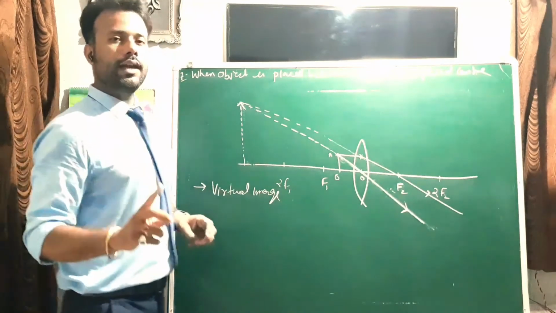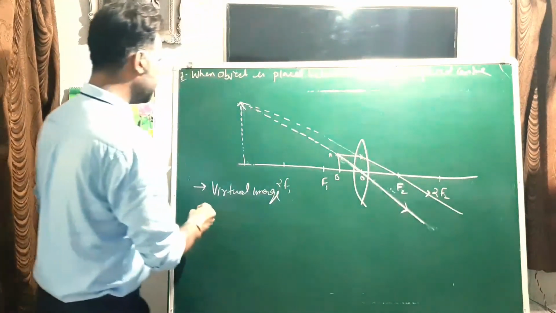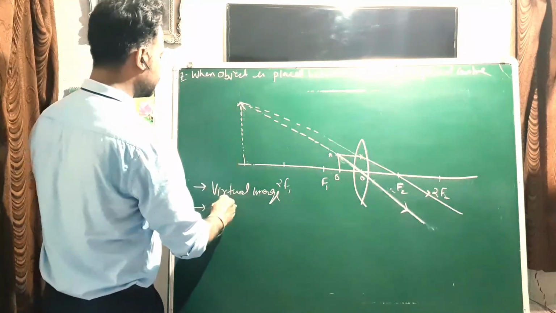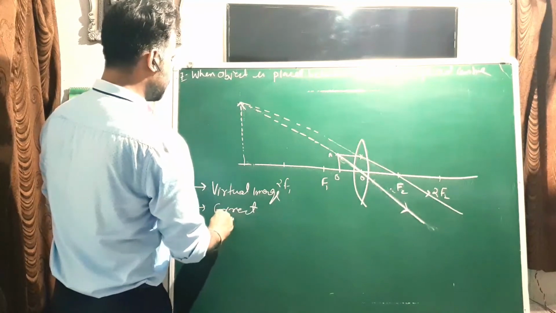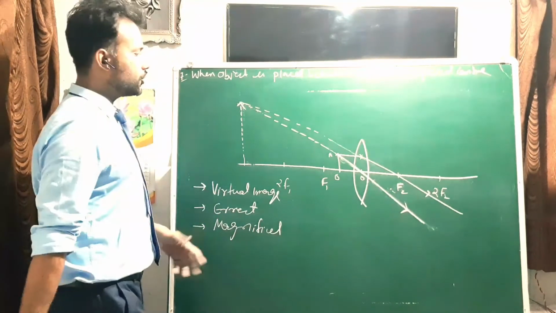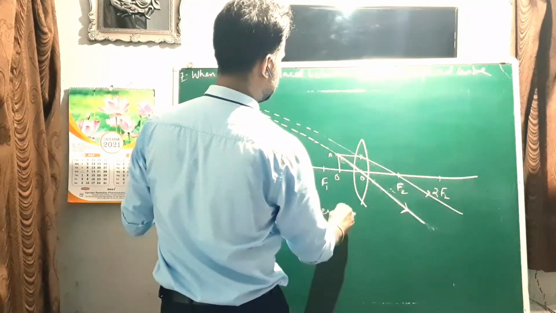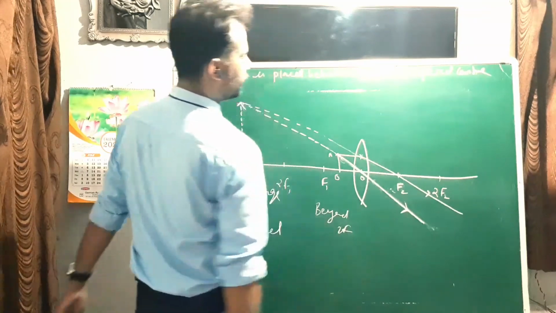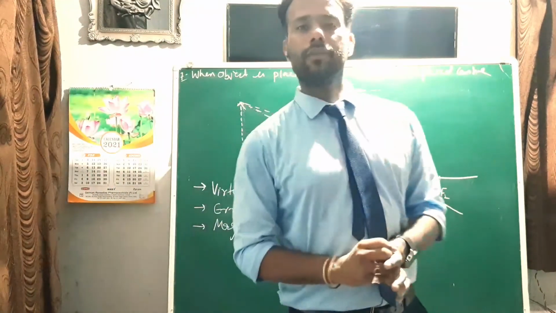So this is the only case for the convex lens when the image is virtual. Second, it is erect. And third, magnified. Location beyond 2F1. Right? So these are the cases of image formation by the convex lens.